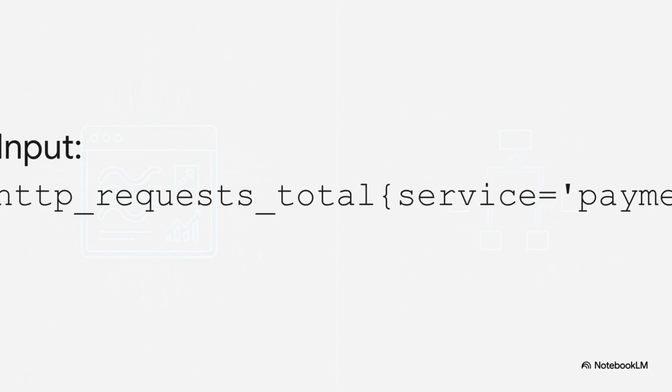Inside curly braces, we can add filters. So here, service equals payments isolates just our payment service. Then adding status code equals 5.. uses a little regular expression to match any 500 level server error. So now we're specifically tracking the per-second rate of error traffic just in the payments system.